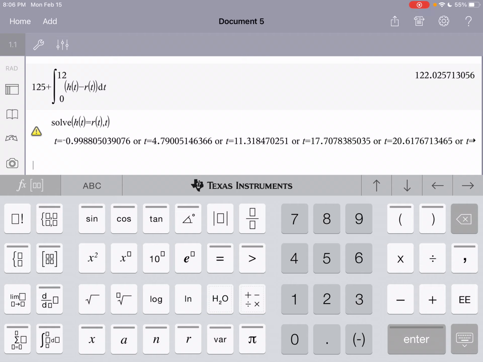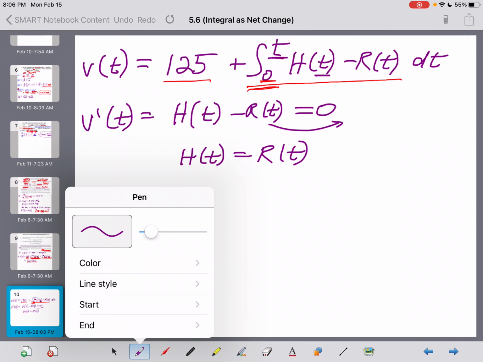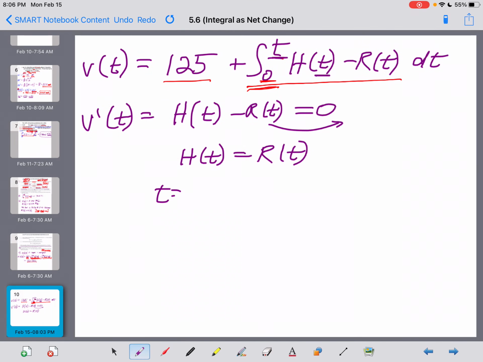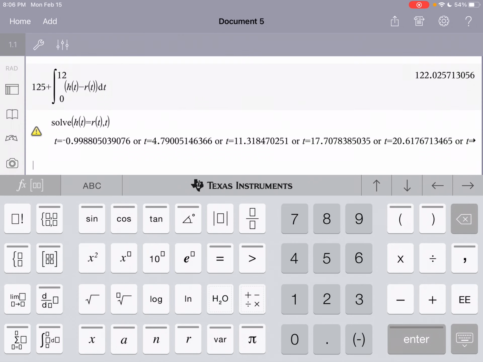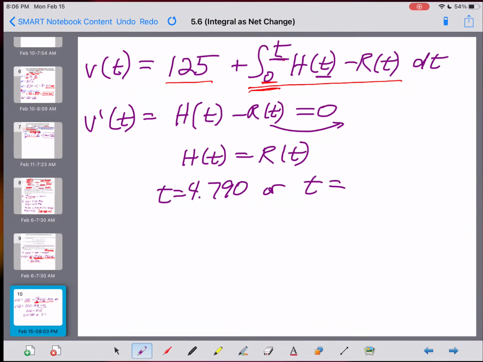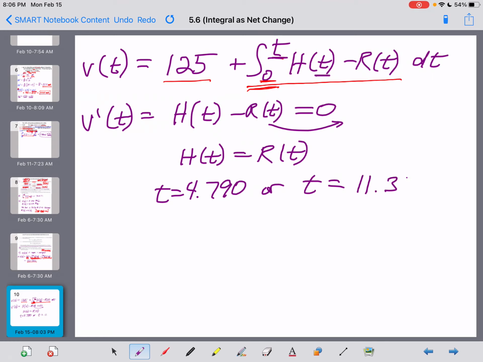So now what we really need to pay attention to, guys, and you'll notice these solutions are in numerical order from least to greatest. The interval on which we're focusing here is just from 0 to 12. So as I'm looking at this, I don't know how many solutions there are, but I can tell there's only 2 in my interval, the second and the third. So 4.790, let's write that one down. So t equals 4.790, or another one here at t equals 11.318.